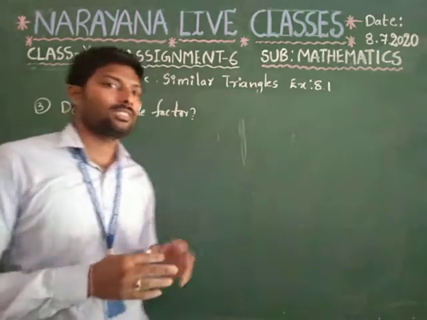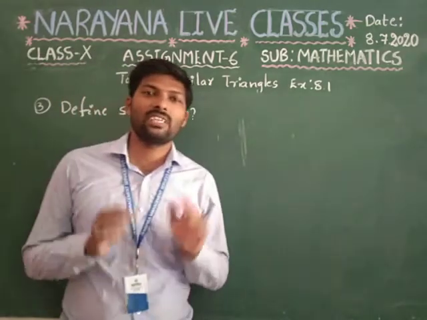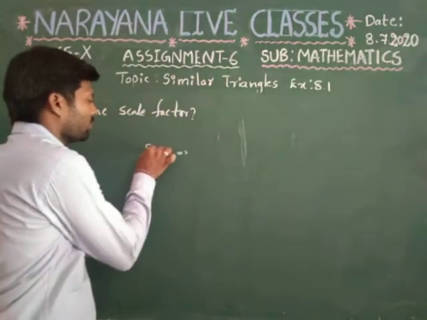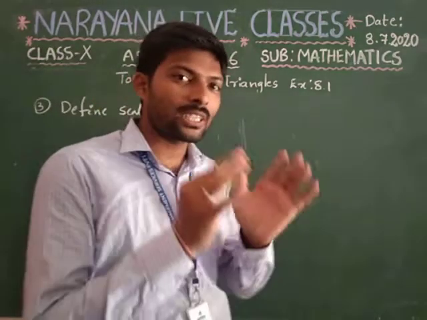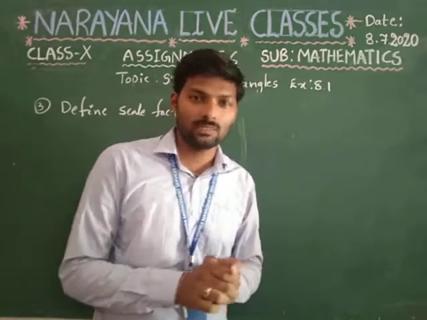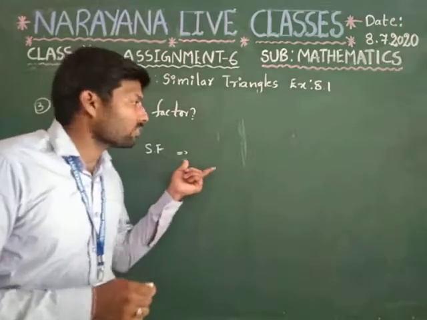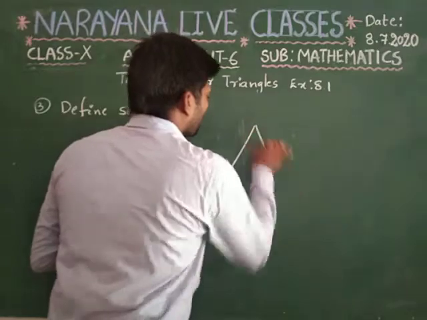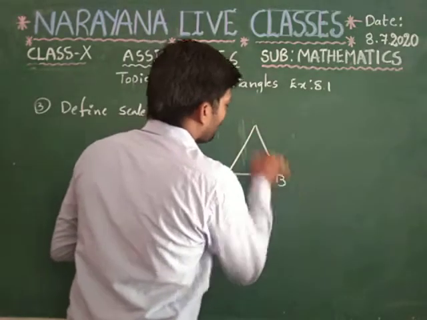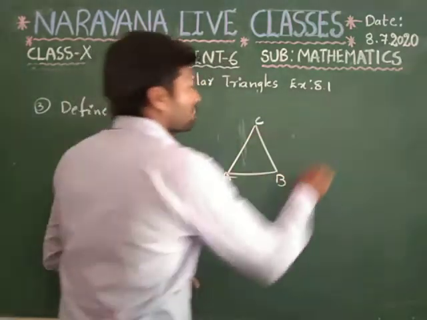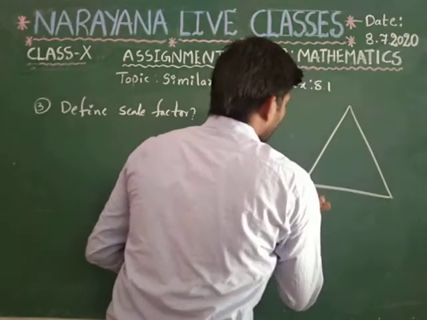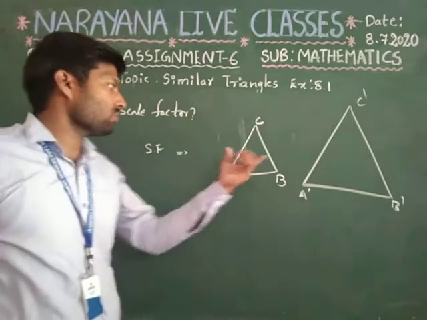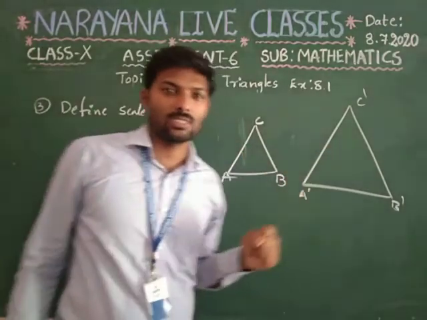Let us see the third question. Define scale factor. The simple definition is, it is the ratio of the sides of a triangle to be constructed to the sides of a given triangle. Let us take this. First, triangle ABC is a given triangle. The triangle to be constructed means A dash, B dash and C dash. Now the ratio of the respective sides of the triangles can be taken as what?